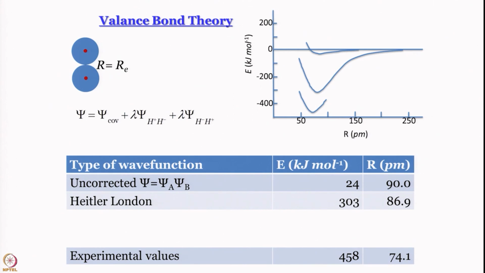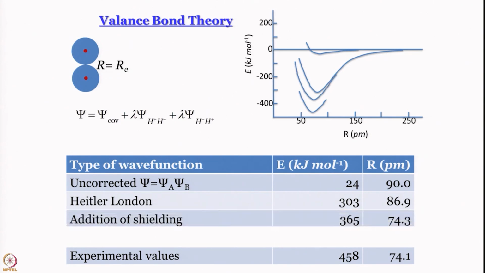So, what we can do is bring in something like shielding, because after all there are 2 electrons and 2 nuclei here, so some kind of shielding will be there. When you bring in shielding, there is a further improvement. From 303 you go to 365, which is a little bit of improvement, but the remarkable improvement that you see is in the equilibrium bond length. From 86.9 it goes to 74.3, which is more or less the actual value.